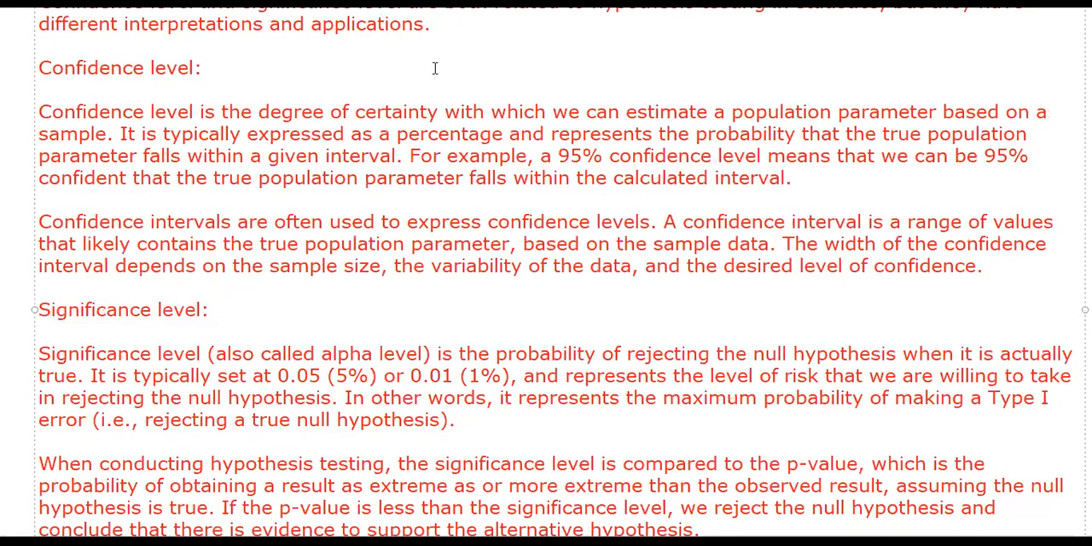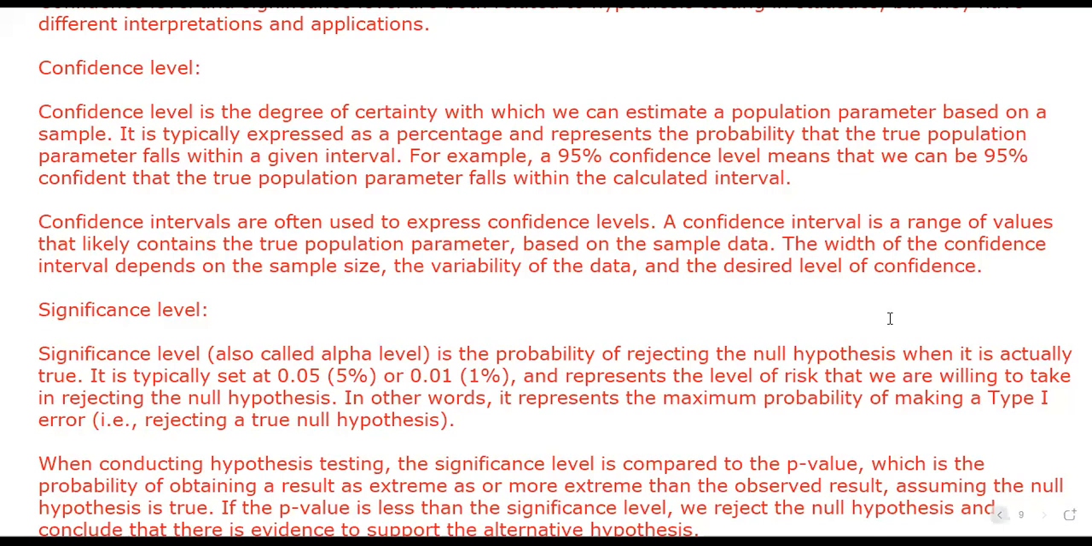So when I ask you to define what confidence level is, confidence level is simply the degree of certainty with which we can estimate a population parameter based on a sample. Significance level, which is also called alpha, is the probability of rejecting the null hypothesis when it's actually true. So the difference from 100 is the significance level. Confidence level is a degree of certainty.